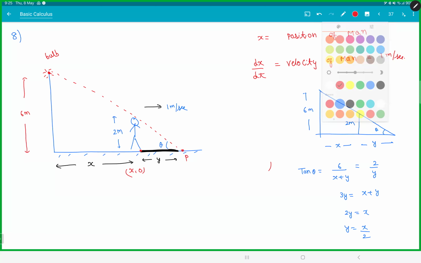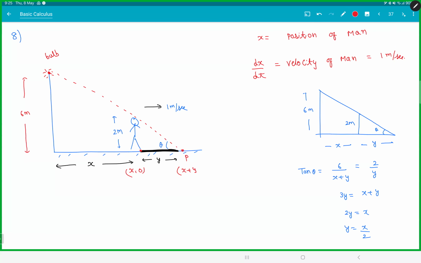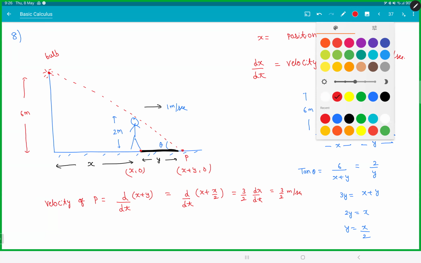What are the coordinates of P? The coordinates of P will be x plus y comma 0. So if you want the velocity of point P, then you should differentiate the coordinate of point P, x plus y. But what is y? y is x by 2. So d by dt of x plus x by 2. So this will be 3 by 2 dx by dt. But we already know dx by dt is 1. So this is 3 by 2 meters per second. So every time the man walks with 1 meter per second, the shadow of his head is going at 3 by 2 meters per second.